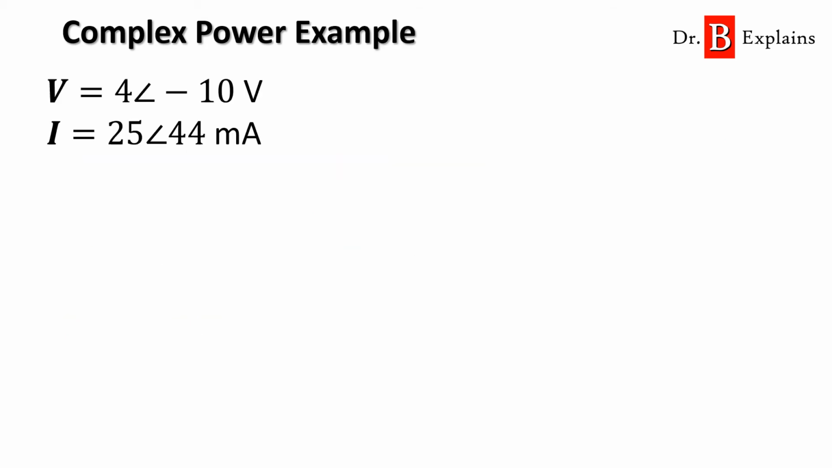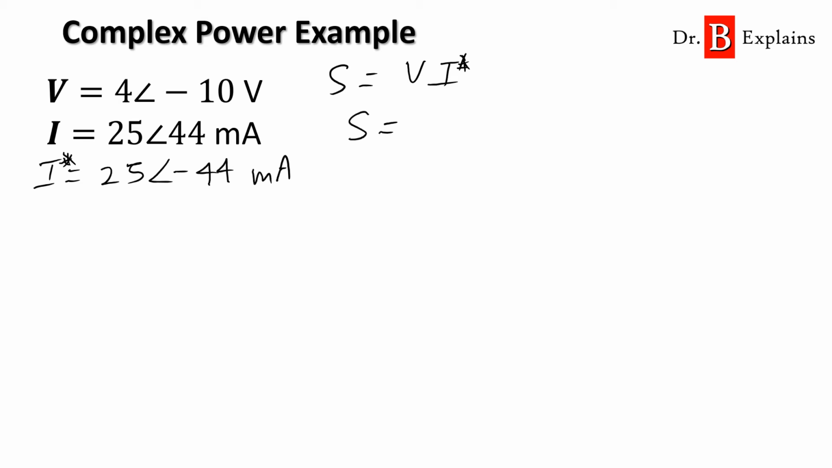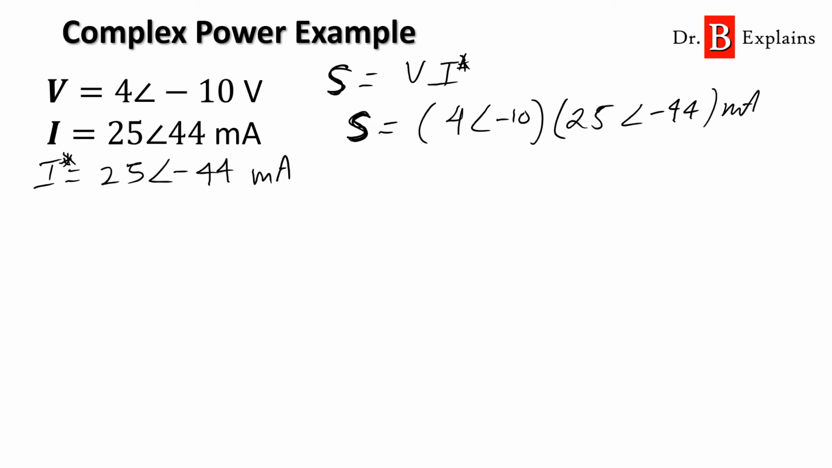So one example, what would be S here? So S will be V times I conjugate. Okay, so first, what is I conjugate? So I conjugate is equal to this minus 44. So we just put a minus sign on it. That's the conjugate. So we have S, in volts, is equal to 4 angle minus 10, and then times 25 angle minus 44, and I'm just gonna say that is milliamps.